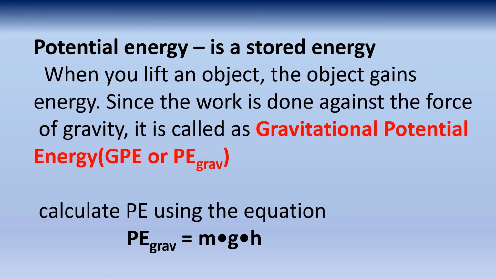Okay, let's proceed to the potential energy. Potential energy is a stored energy. When you lift an object, the object gains energy. Since the work is done against the force of gravity, it is called gravitational potential energy or GPE or PEgrav. To calculate the potential energy, we're going to use this equation: PEgrav, or potential energy, is equal to mass times g, gravity, times h, that is height. Mass times gravity times height.